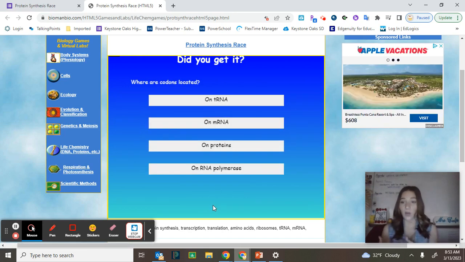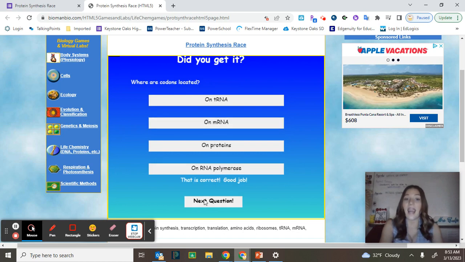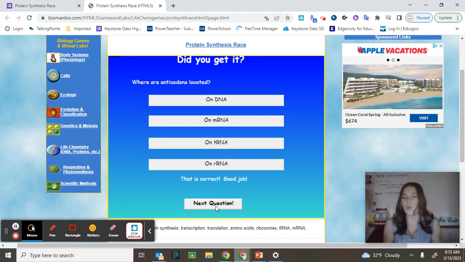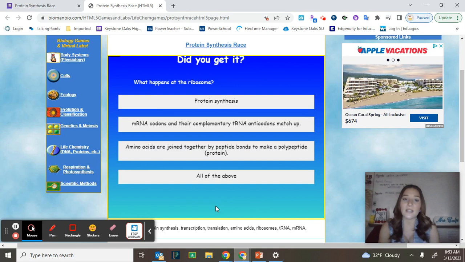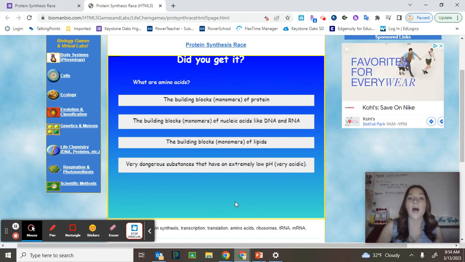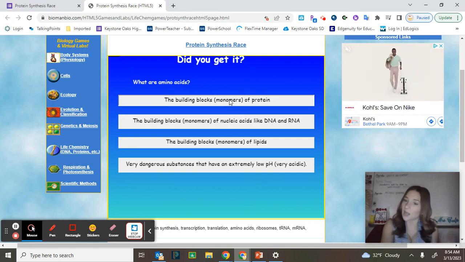The codons are on mRNA. mRNA has codons. Anticodons. I think the T in anti helps me to remember tRNA anti. So tRNA has anticodons, which are just the complementary bases to the codons in mRNA. What happens at the ribosome? I make proteins. It's called protein synthesis. mRNA codons and their complementary anticodons in tRNA match up. Amino acids are joined together through peptide bonds to make a polypeptide, aka like a protein. So all of these things are true. Amino acids are the monomers of proteins, like the building blocks. They are not the monomers of anything else. They just make up proteins.